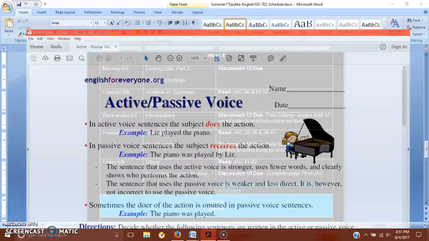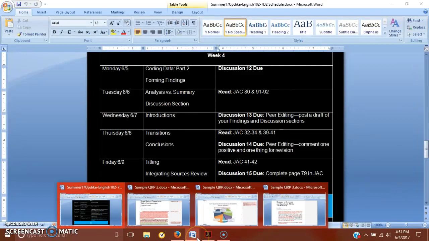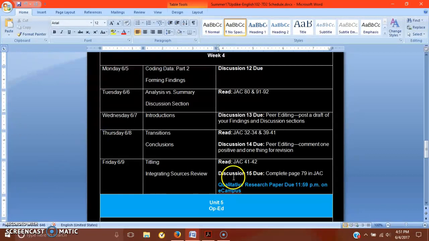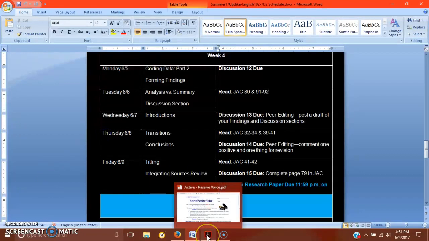I talk to people a lot in writing studios where I ask them, where they say use active voice or use passive voice, and students don't have any clue what this means, so I just want to make sure you guys have a clue.